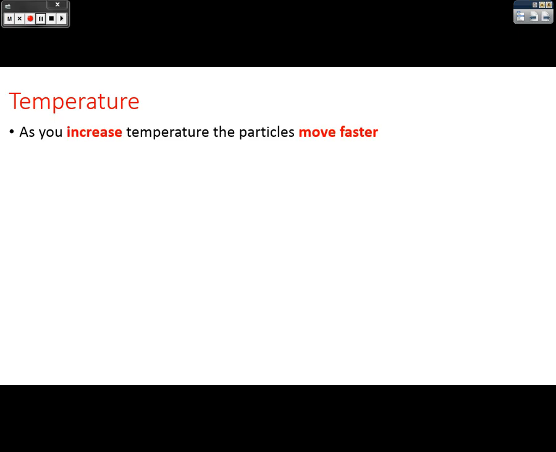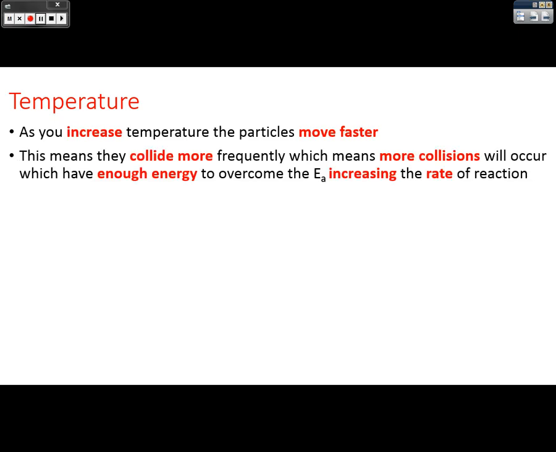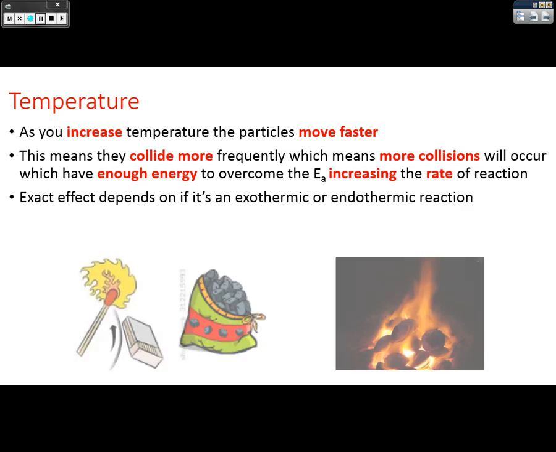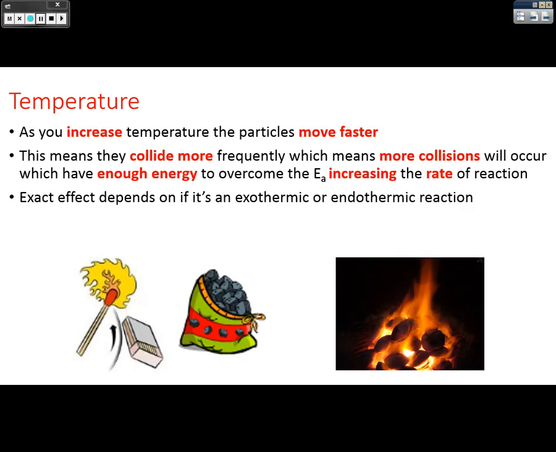So temperature: as you increase the temperature, the particles begin to move faster. This means that they collide more frequently, which means that more collisions will occur which have enough energy to overcome the activation energy, increasing the rate of the reaction. The exact effect depends on if it's an endothermic or an exothermic reaction, but a good example of an exothermic reaction is if you strike a match and light a coal on fire, or ignite a coal, it will start reacting to produce carbon dioxide and oxygen.